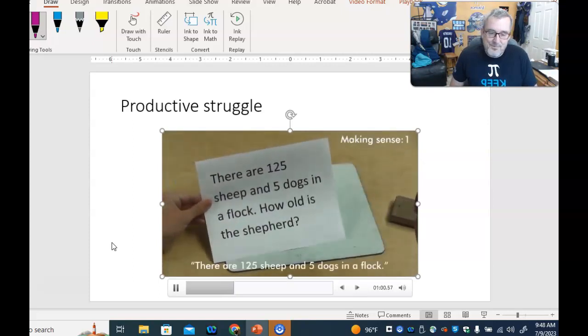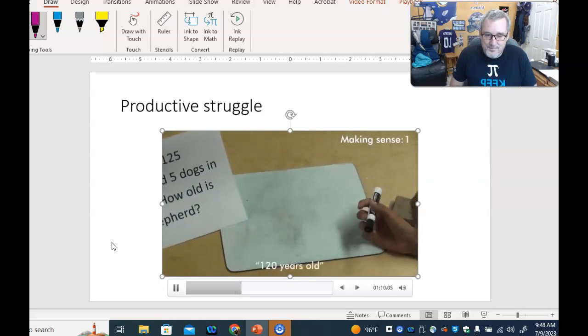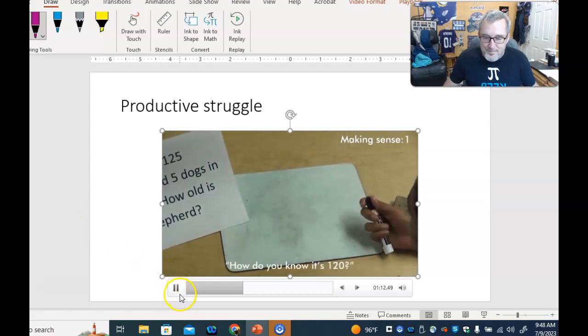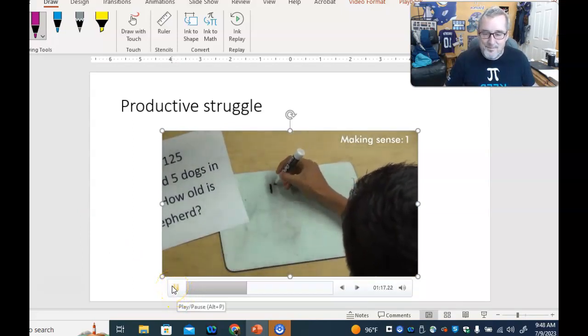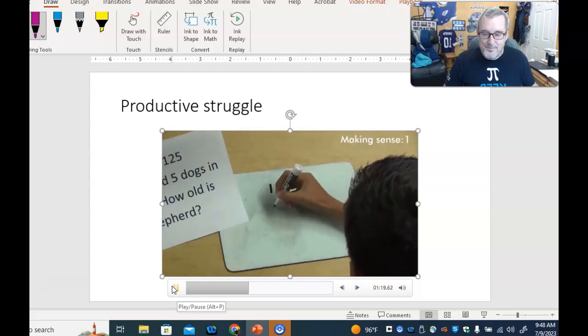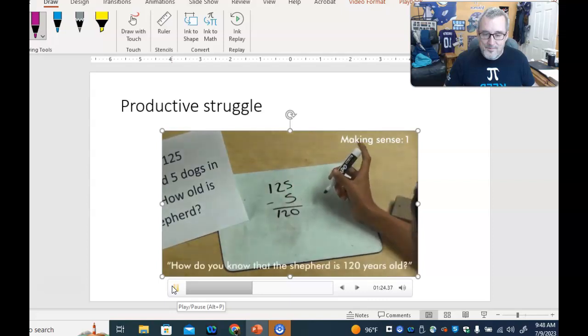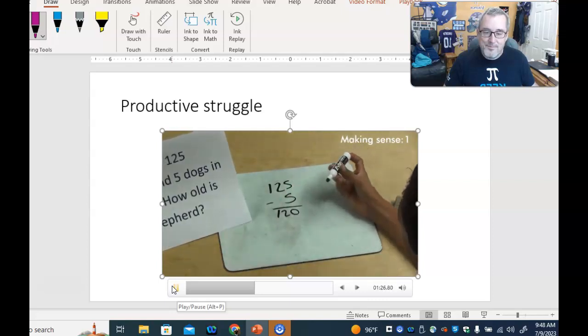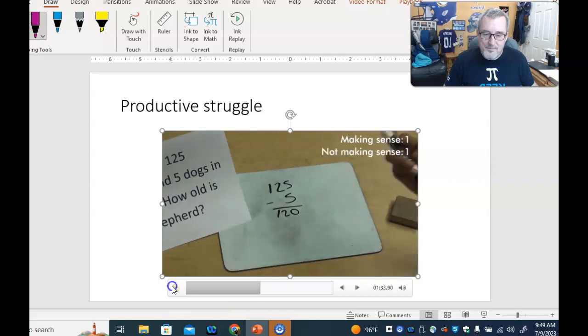There are 125 sheep and 5 dogs in a flock. How old is the shepherd? 120 old. How do you know it's 120? Can you please write down? Now, how do you know that the shepherd is 120 years old? I'm going to subtract 125 minus the 5 dogs in a flock.